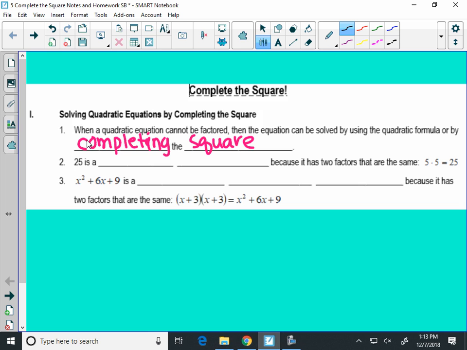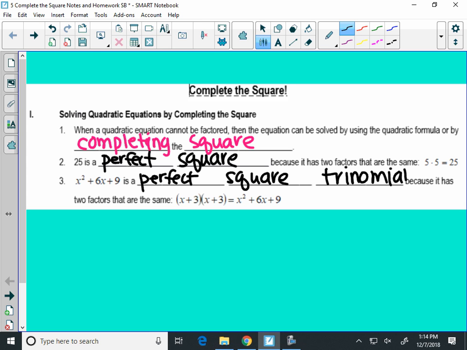So, we know that 25, the number, is a perfect square. Okay, so we know all about number perfect squares, but there are actually expressions, quadratic equations that can be perfect squares as well. Like x squared plus 6x plus 9 is a perfect square trinomial. Now what I mean by a perfect square trinomial is that I can factor x squared plus 6x plus 9 as x plus 3 times x plus 3. And why do you think I call it a perfect square trinomial?